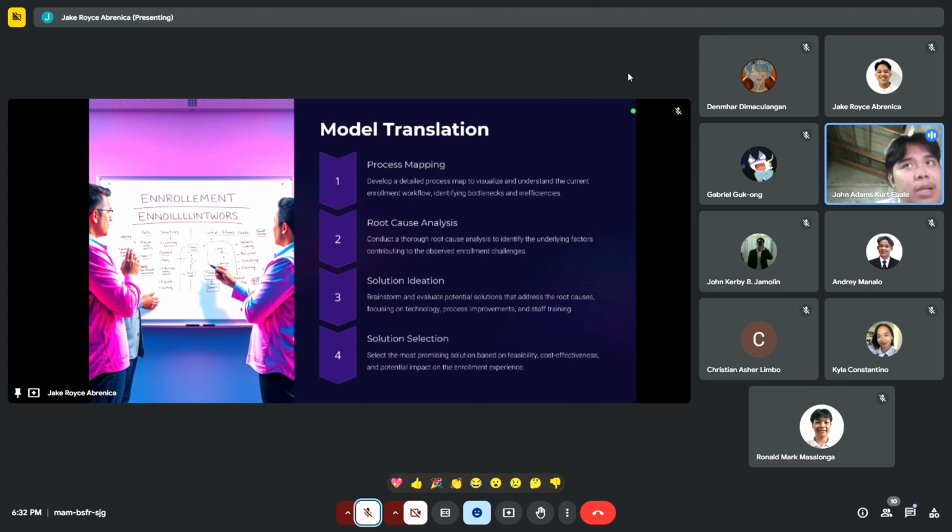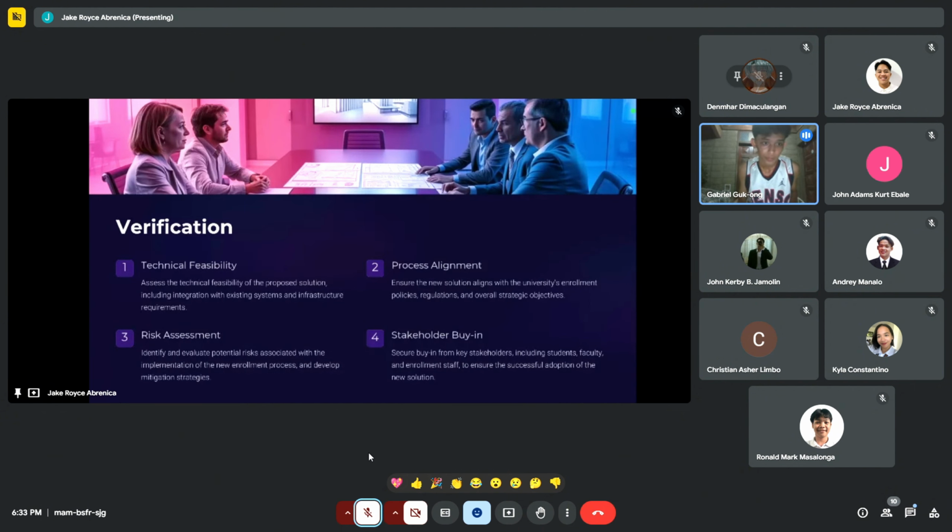Brainstorm and evaluate potential solutions that address the root causes, focusing on technology, process improvements, and staff training. And lastly, solution selection. Select the most promising solution based on feasibility, cost effectiveness, and potential impact on the enrollment experience. For verification, verification is the process of ensuring that the system meets design specification and it's technically feasible to implement. Let's go over the key steps involved.